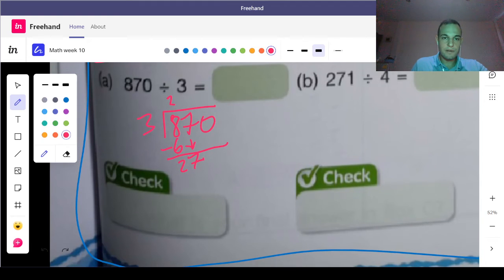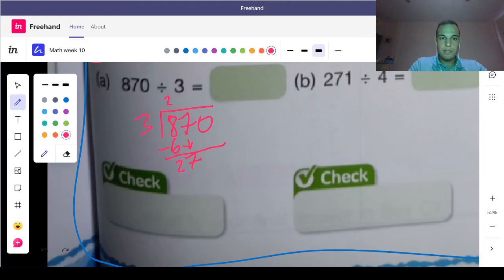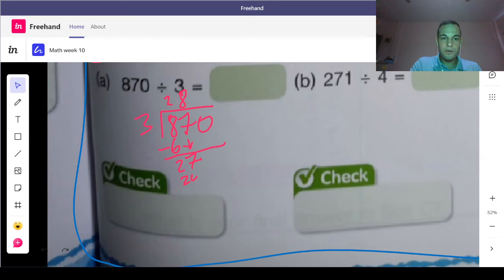And we have 27. 3 goes into 27 8 times. Because 8 times 3 is 24. Oh, wait. I'm so silly. If we add one more 3, we have 27. Wow, teacher is so silly.